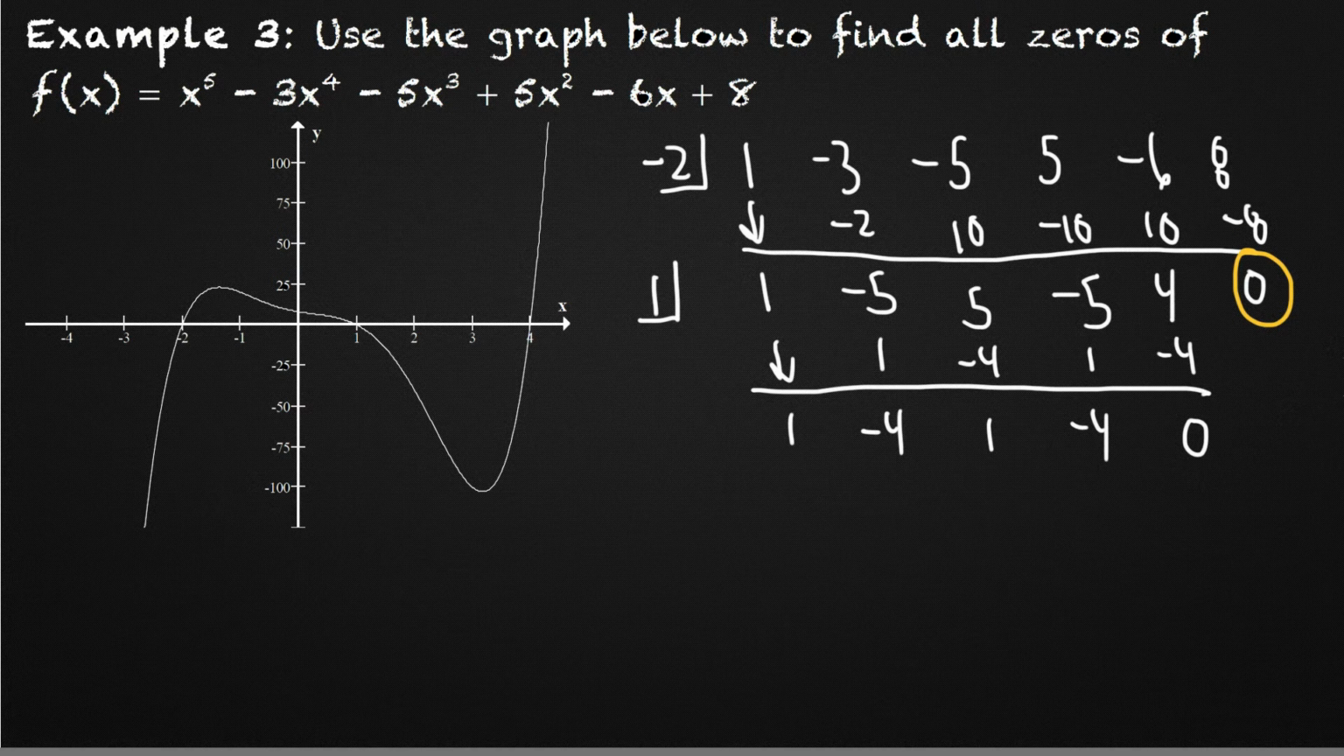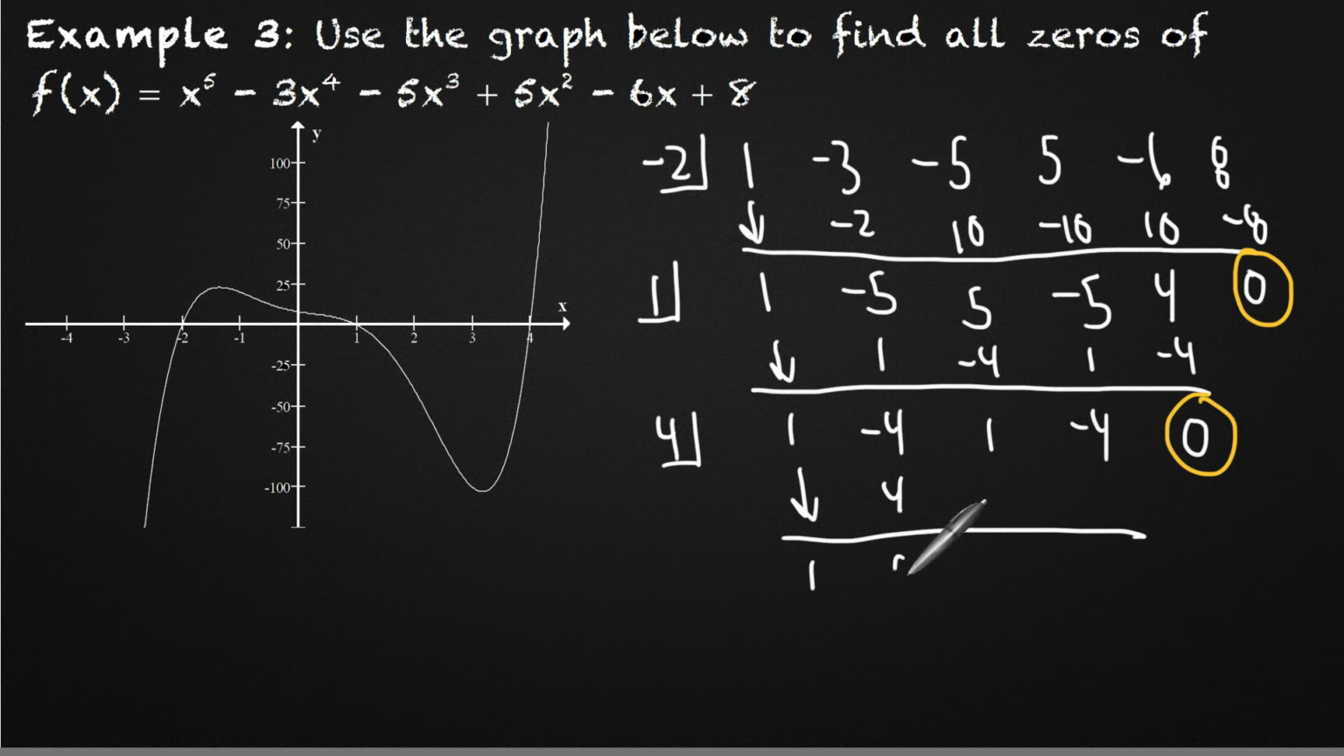We have our other root, and now we're going to use 4. So now we say bring down the 1. 4 times 1 is 4. Add, that's 0. 4 times 0 is 0. 1 plus 0 is 1. 4 times 1 is 4. Add is 0. And we see that we have 3 zeros.